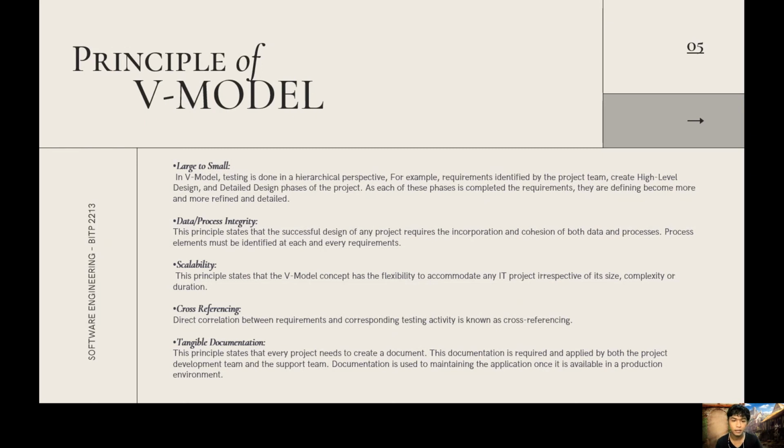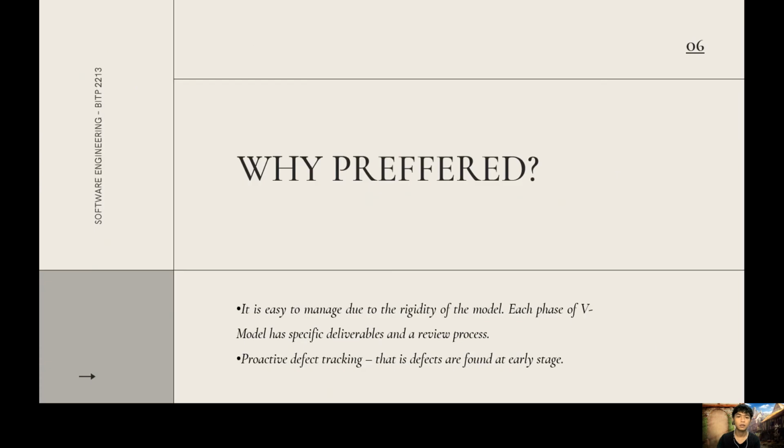And lastly, we go to tangible documentation. This principle states that every project needs to create a document. This document is required and used by both the project development team and the support team. The documentation is used for maintaining the application once it is available in the production environment.